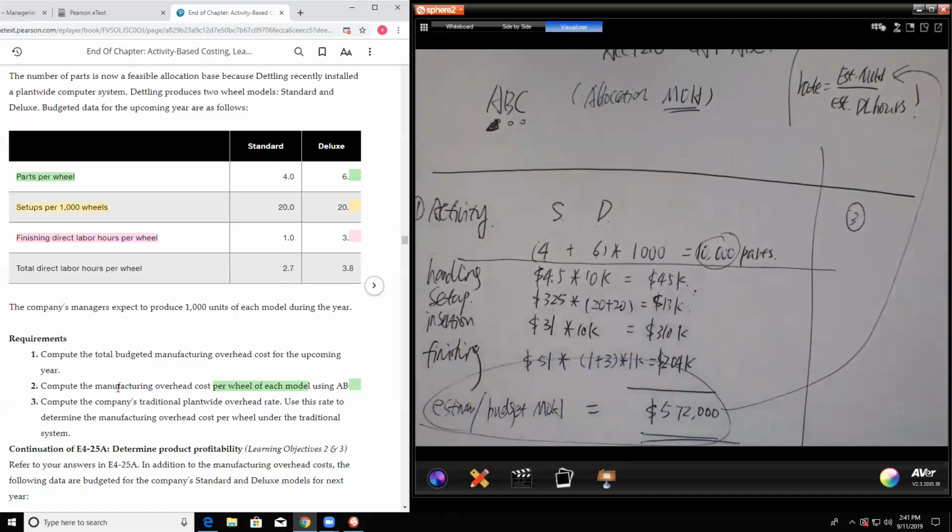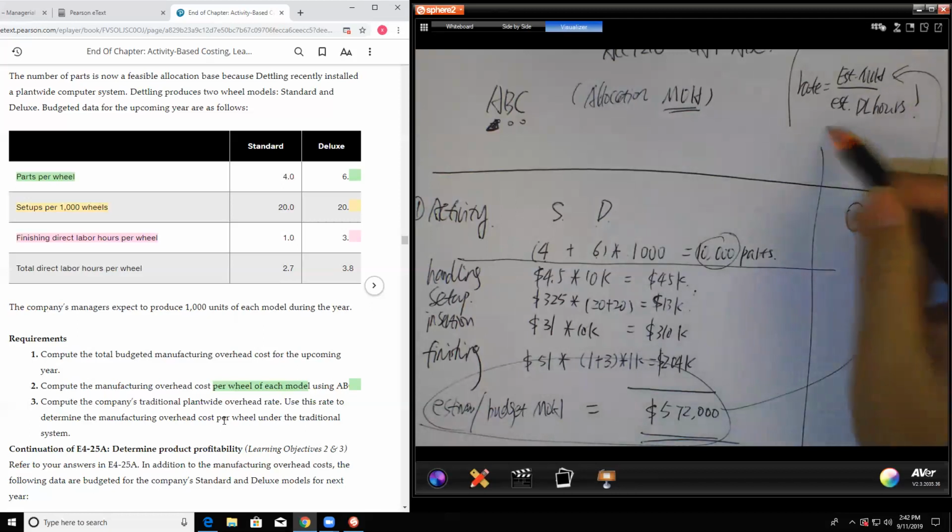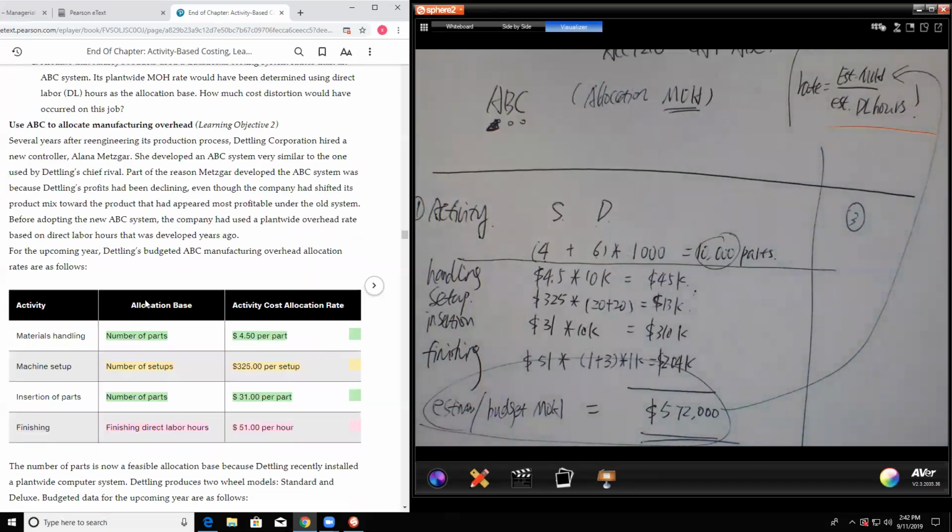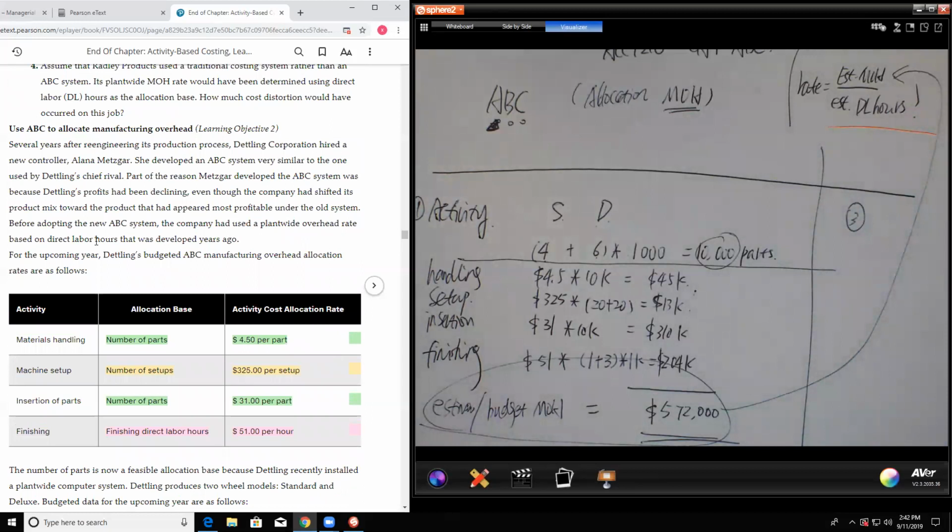The last question asks you about your traditional overhead rate. Use these three to determine the manufacturing overhead cost per wheel under the traditional method. Okay, so we need to get the traditional rate, and then we need to get the manufacturing overhead allocation using that rate. We said that the rate is based on direct labor hours, right?